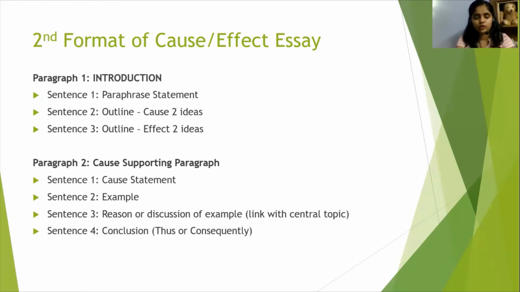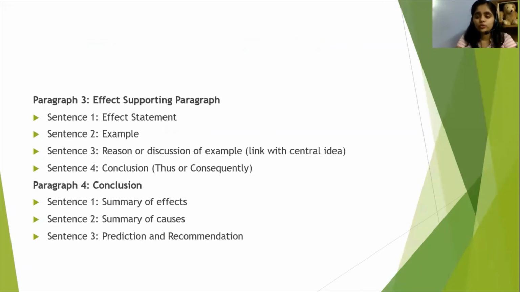So you have to discuss in the third line why your central idea and your cause link to each other. Okay, and at the end you have to give a concluding line so that it looks in a proper format. Next, in paragraph 3 you have to give an effect supporting paragraph. You give the effect statement, that is, what the major effect is, then an example describing it, then a reason and a conclusion, right? So this is how you will be planning your answer.